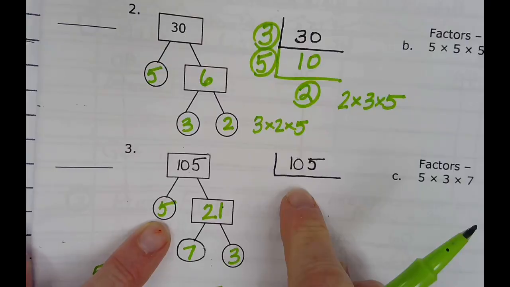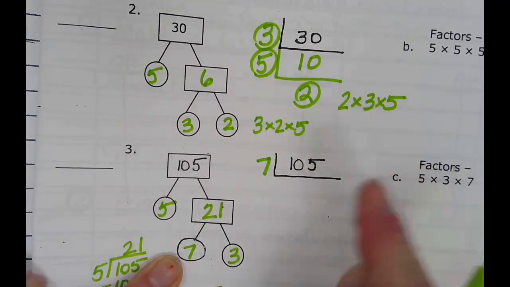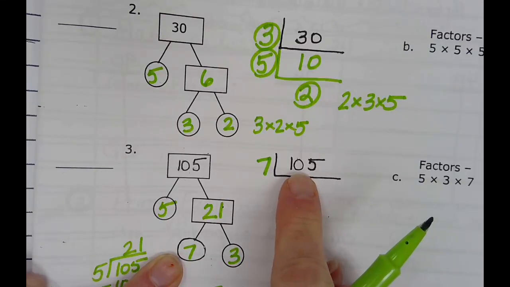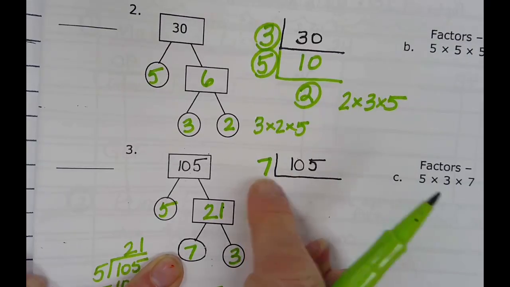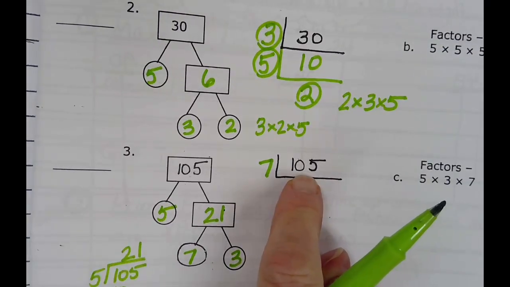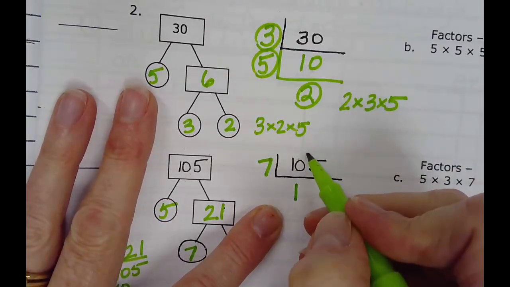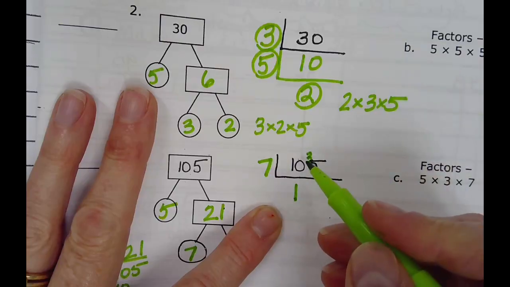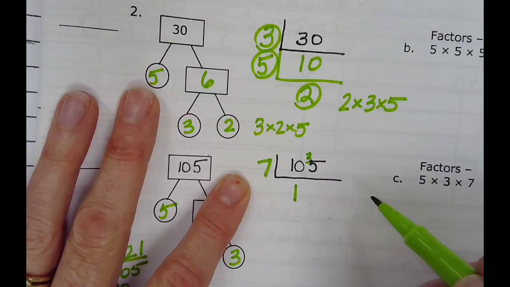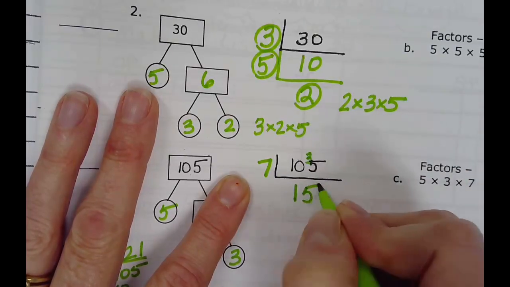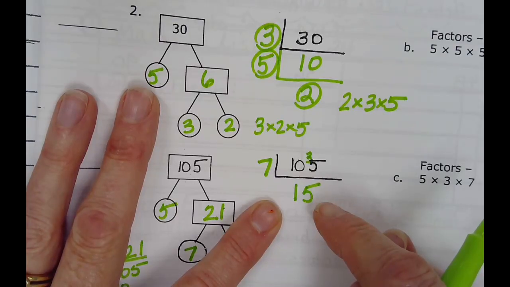With number 3, before we had used 5. Instead, let's use 7. How many times does 7 go into 10? 1 time. Okay. Then I have a remainder of how much? There's going to be 3 left over, right? That makes 35. How many times does 7 go into 35? 5. Okay, so notice, how many times does 7 go into 105? 15. Is 15 prime?